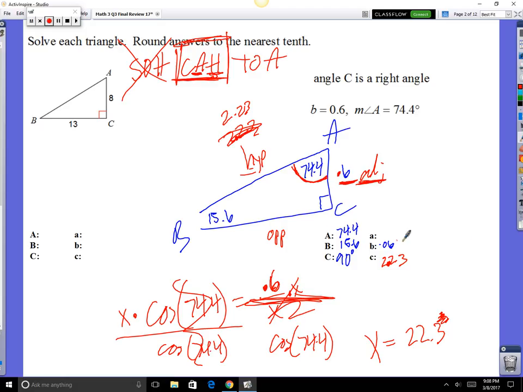And then you can do a squared, b squared, c squared to find your third side, or trig. Trig is faster. So we're going to go tangent from the 74.4 equals opposite over adjacent. So now x is on top. So just undo the divide 0.6, so times this side by 0.6. So you're going to go 0.6 times the tangent of 74.4, and that is 2.1.